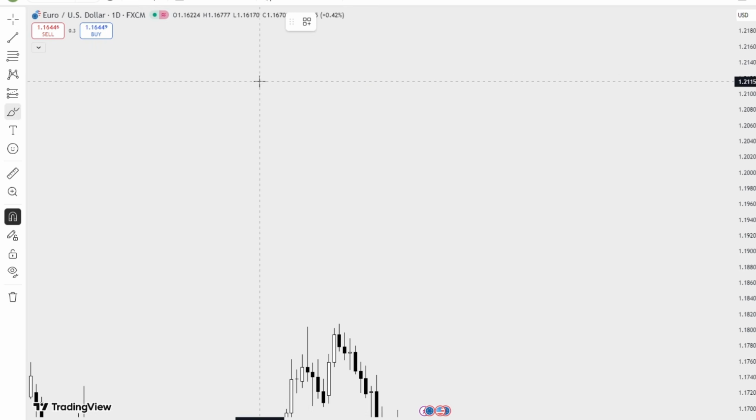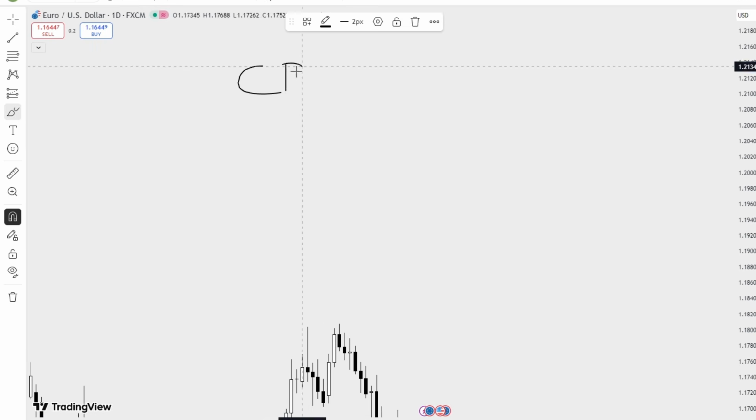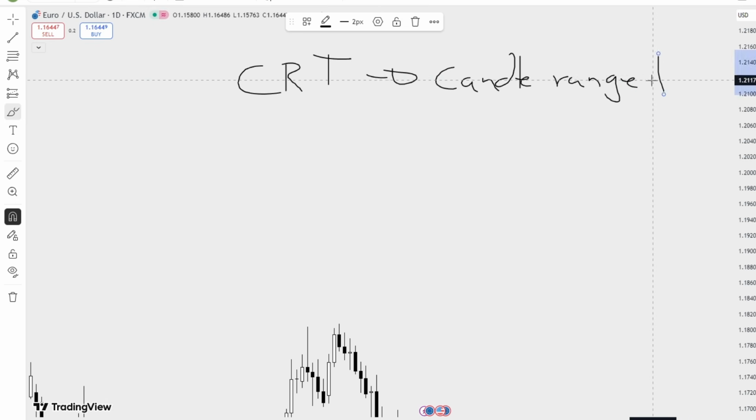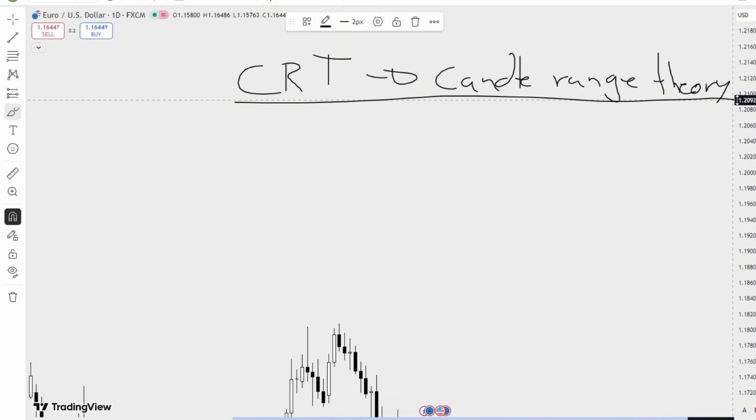So, the main idea of the CRT. What is CRT? CRT is candle range theory. This is what it means.